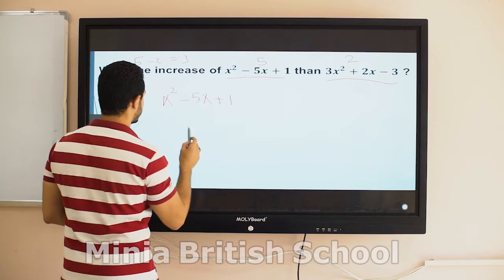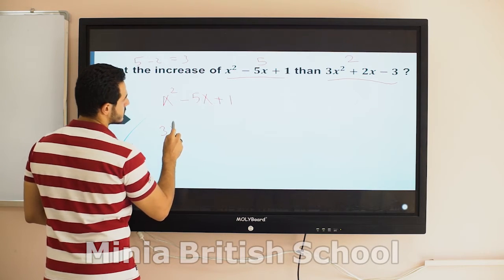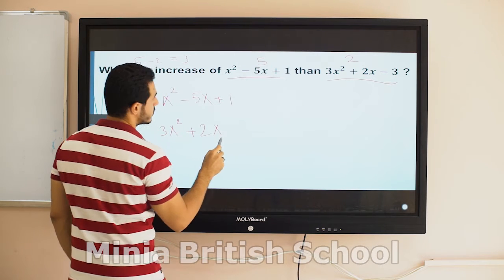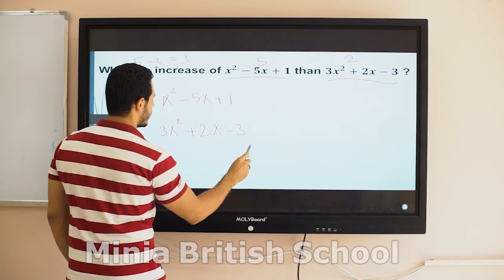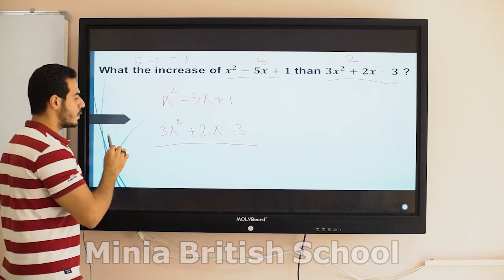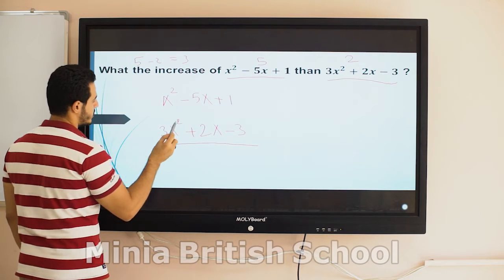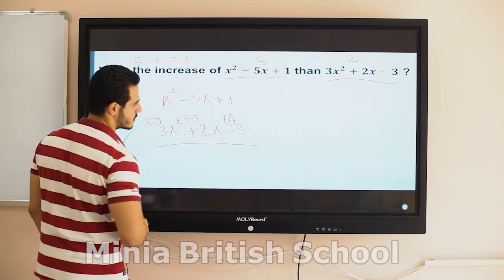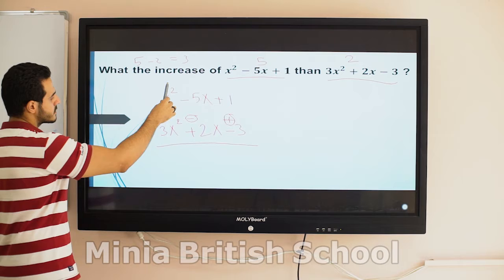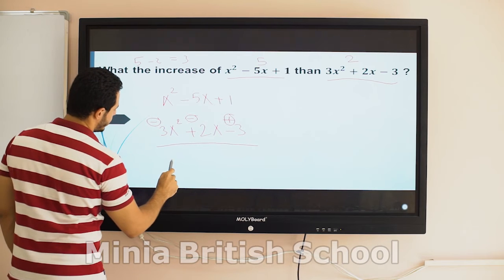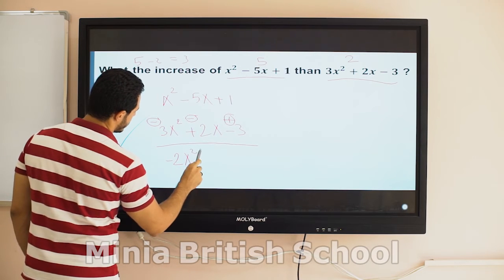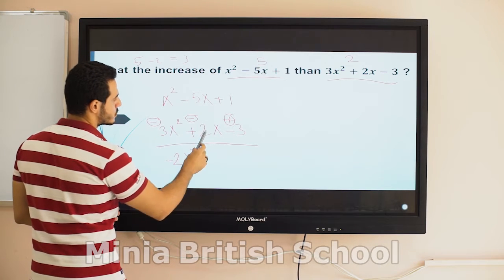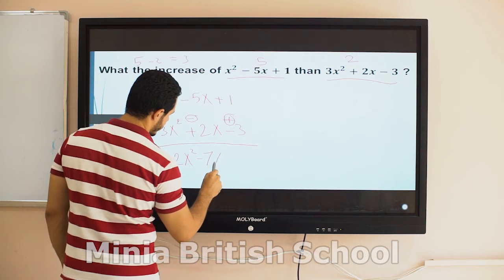The second expression, 3x power 2 plus 2x minus 3. But don't forget to inverse all the signs of the second expression. This is negative, this is negative, this is positive. Okay? X power 2 minus 3x power 2 will be negative 2x power 2. Okay? Negative 5x minus 2x will be negative 7x.